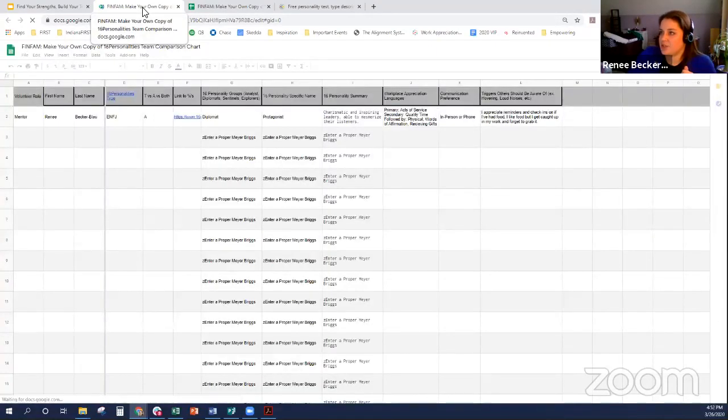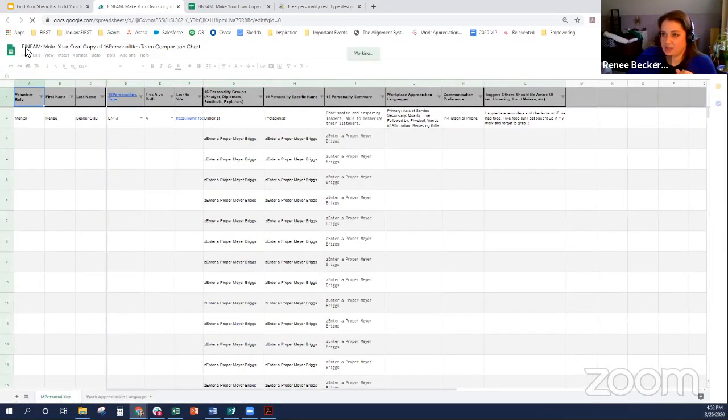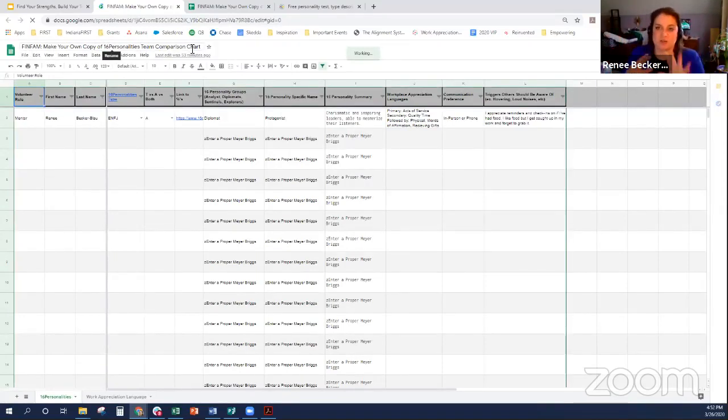Here we go. So you can see here that we had created the Finn family, made a copy of the 16 personalities team comparison chart. So we just invented this. Super shout out to Purdue First Programs for one of their students helping to put together the data. So Brittany, thank you so much. But basically, once you type in your personality type, this automatically pulls in what personality group you are: analyst, diplomat, sentinel, or explorer, the specific name of that personality type, and the summary of it. So you have everything easy to see right at your fingertips.